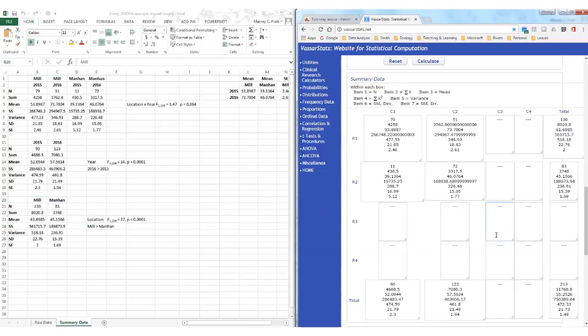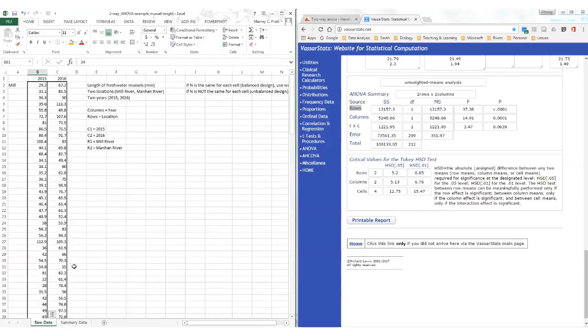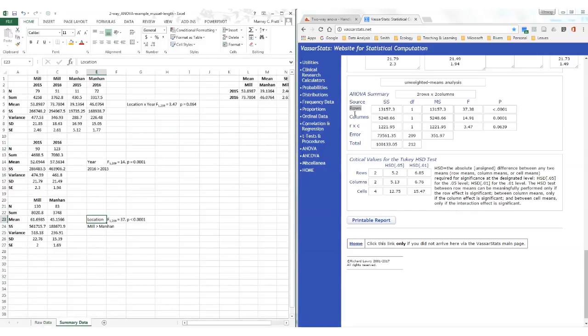And if we scroll down, you'll see this is what's called an ANOVA summary table down here. And it gives us the p-value for each of these different things. Now, unfortunately, it doesn't label them for you. So rows just says rows. Now, remember what we had in our rows was actually the location, right? So Mill River was the first row, and the Manhan River was the second row. So rows is location, columns is year, and then row by column interaction is the year by location, or location by year interaction.